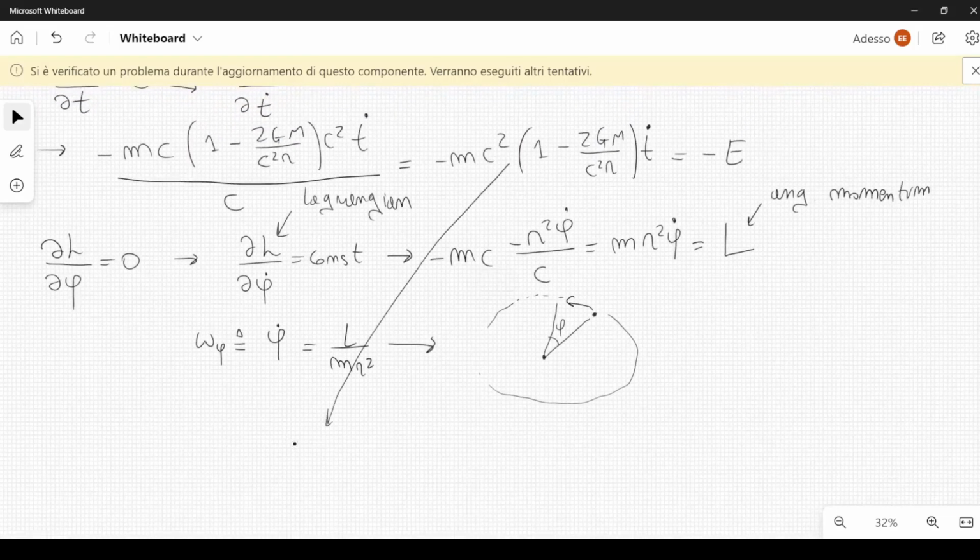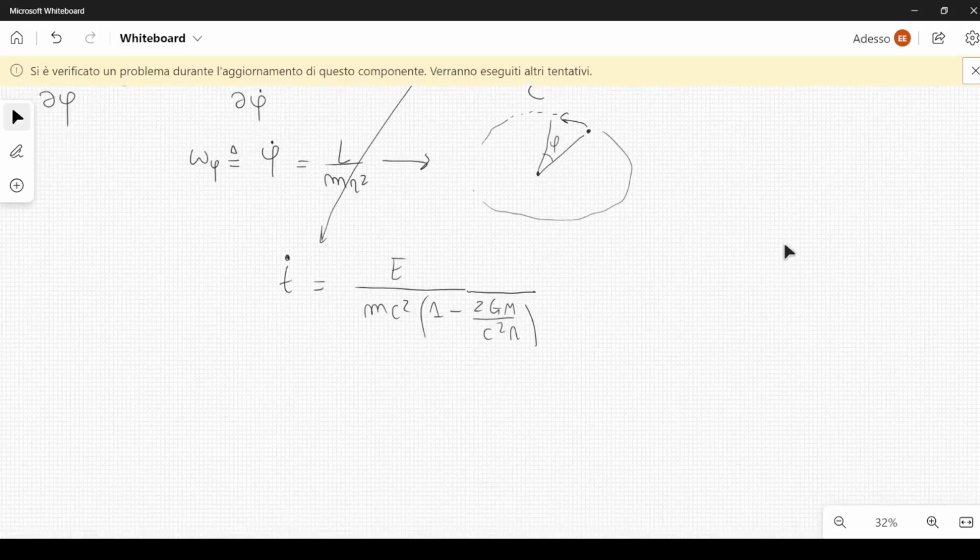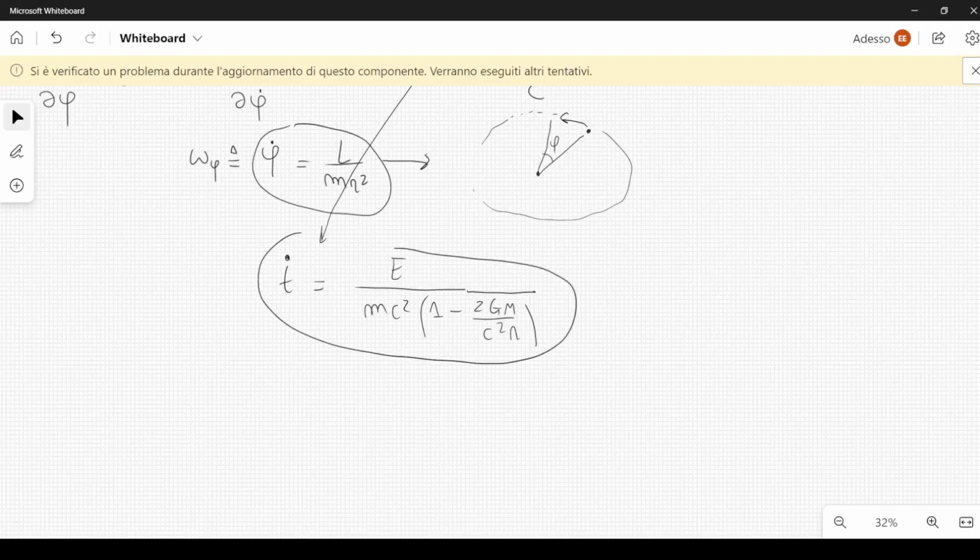And now let's move on from the equations that we got. From this one here, you can rewrite it as t dot equal to e divided by mc squared times 1 minus 2gm divided by c squared r, like this. And we also have this equation here, and we are going to use the two equations that we just found, and insert these two equations into the following. So the Lagrangian is equal to minus mc squared. Or if you want, we are going to square both sides, so we have L squared equal to m squared c to the fourth.